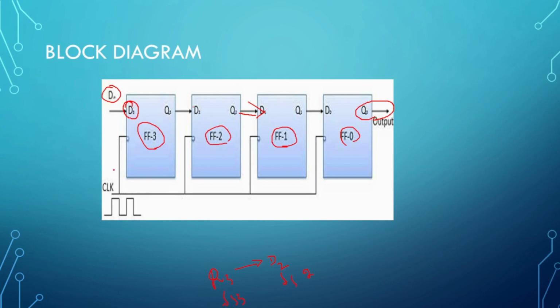And usually the flip-flops are connected with the clock, and this clock is usually negative edge triggered. What is meant by negative edge? If the flip-flop is given with the value here, so this is the negative edge clock.